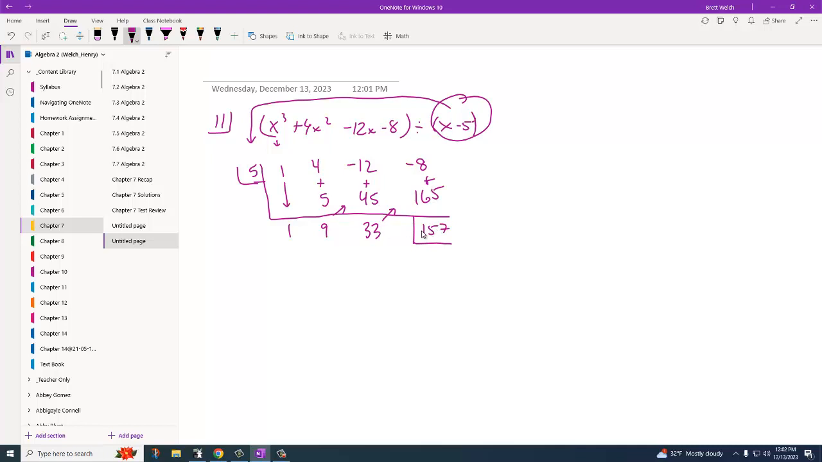We now put all of our x's back into the equation. Since it was originally an x cubed, this 1 is now x squared, which makes the 9 be a regular 9x and a plain 33. We're going to add our remainder as a fraction. It's 157, and I couldn't divide it by x minus 5, the thing I was trying to divide with the whole time. Okay, so that's what 11 should look like, just a synthetic division.